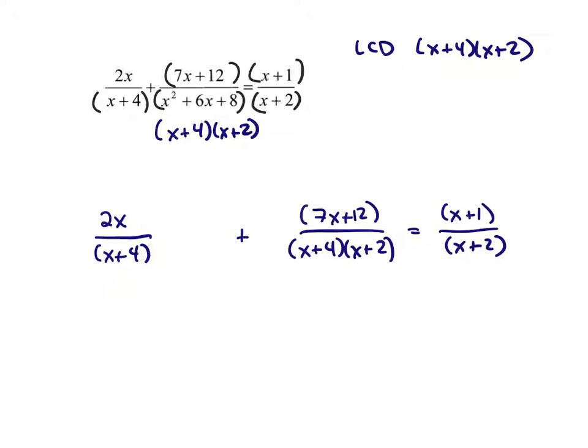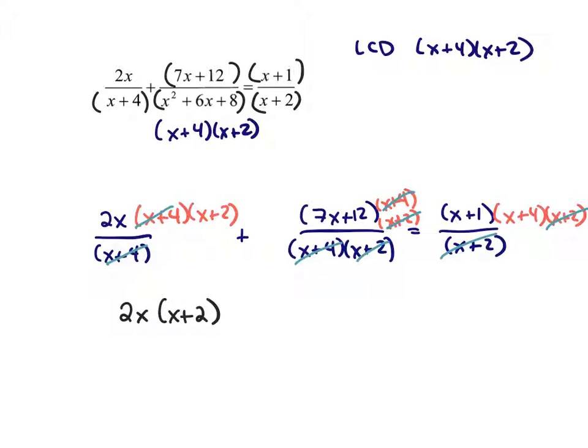So we'll just add all those, the LCD to all those. So x plus 4, x plus 2, x plus 4, x plus 2. I know I shouldn't write it like that, but I'm out of room. And I know they're going to cancel. So I'll multiply that to all the numerators. And then just start canceling. Those cancel, both of these cancel, and just the x plus 2 cancels. So I end up with 2x, x plus 2, plus 7x plus 12, equals x plus 1, x plus 4.